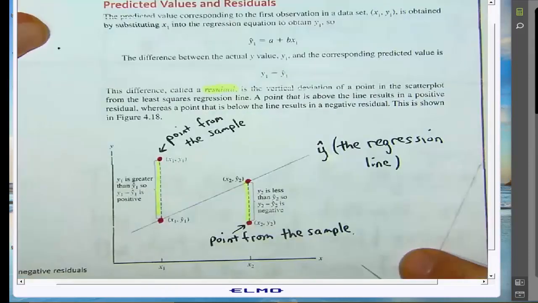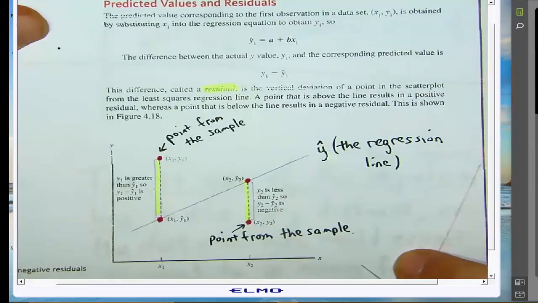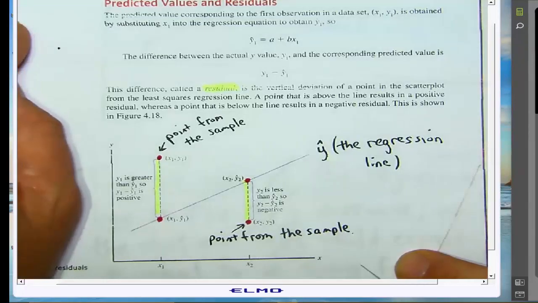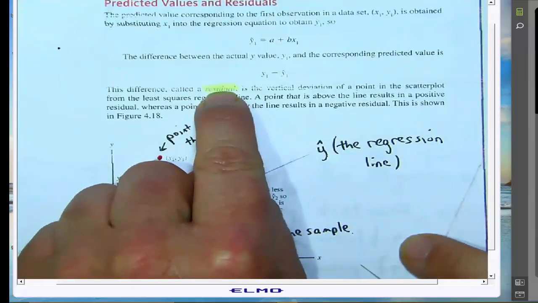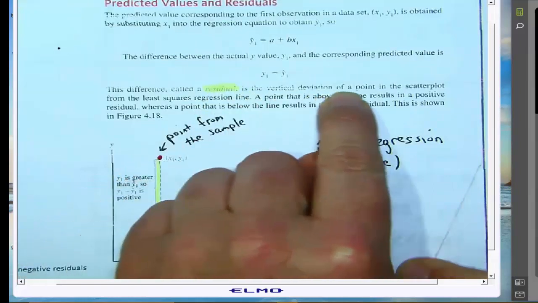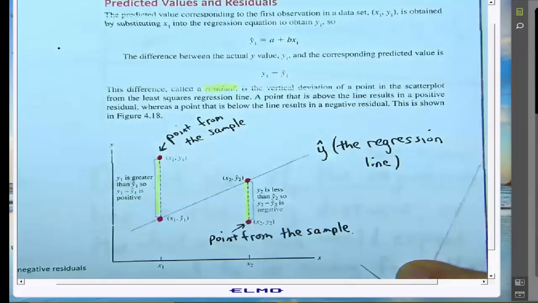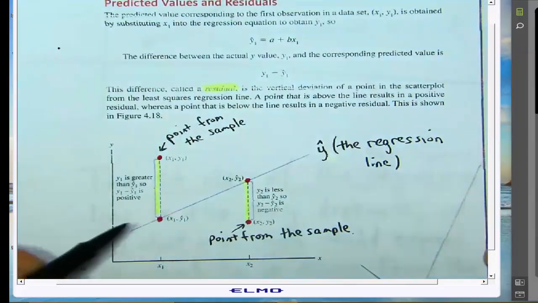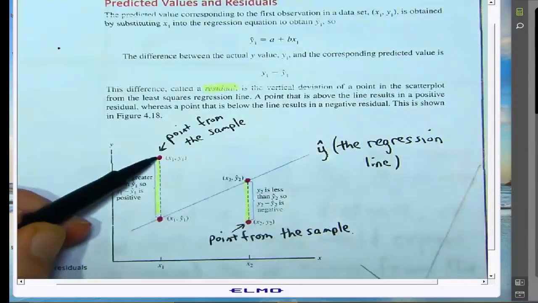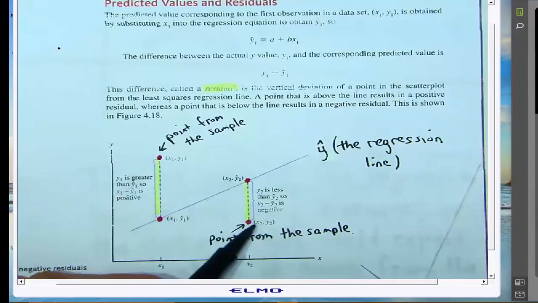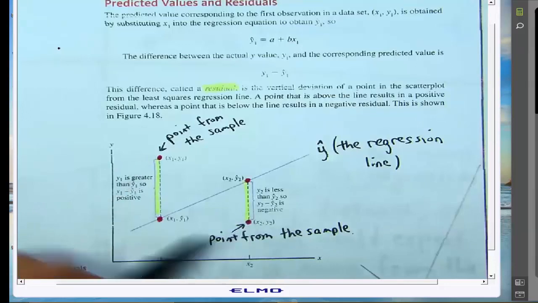You need to know what a residual is, okay? And so what is a residual? It's a vertical deviation of a point. So over here in the diagram, you've got the blue line, which is the regression line. And here's a point from the sample right here. And here's another point from the sample right here.